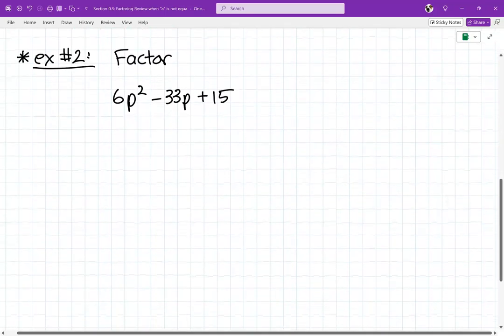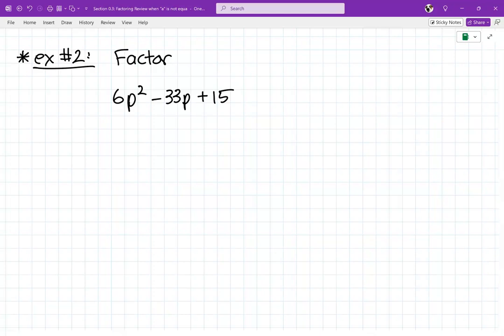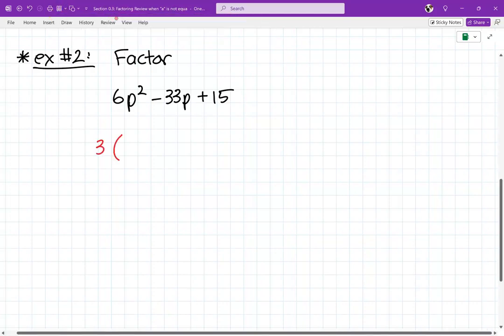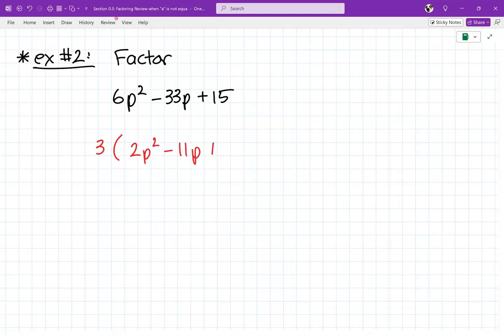Okay. This one's still the same. You try taking out a p value. They don't all have one. You try to take out something that they might share. Now notice, a 6 and a 33 and a 15. What do they have in common? They do have something in common. A 3, right? So I can actually take out a 3. And that leaves me with 2p squared minus 11p plus 5.